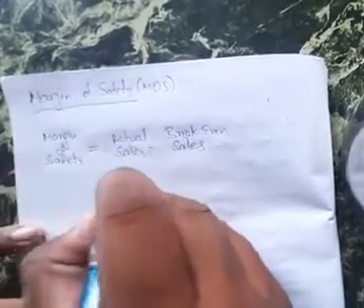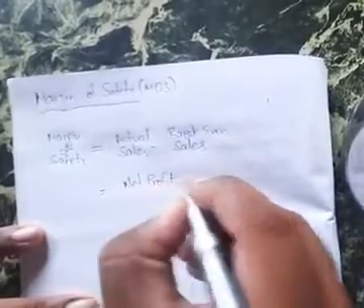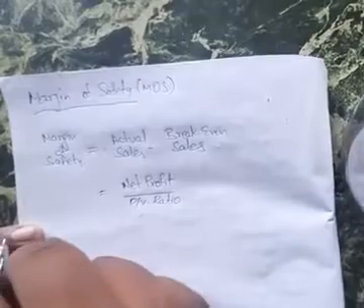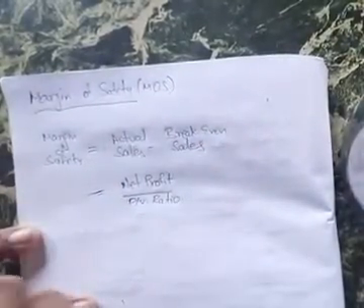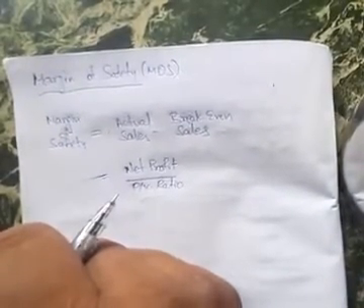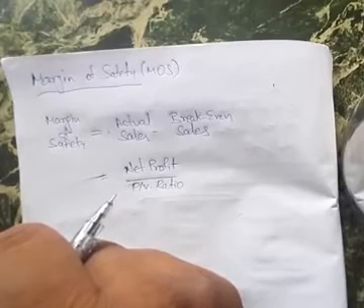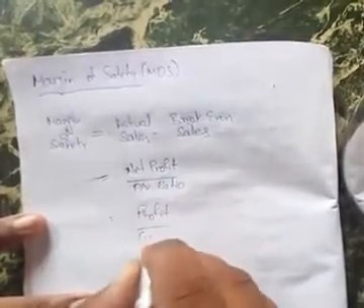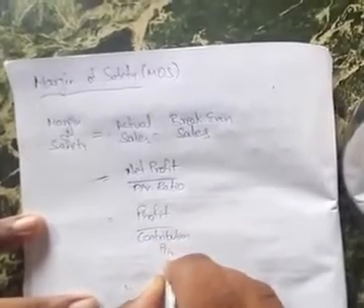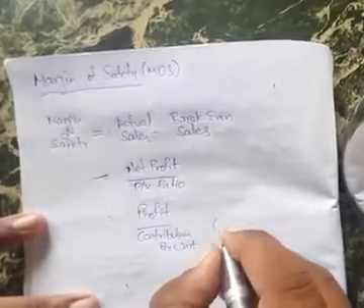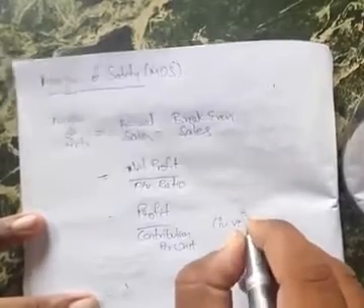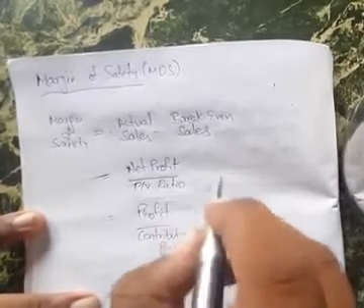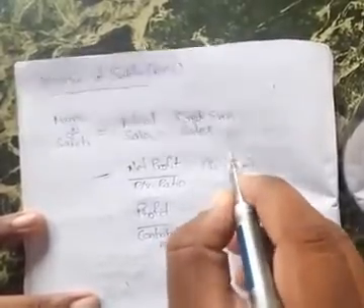Another formula for margin of safety is net profit by PV ratio, or profit by contribution per unit. So margin of safety is equal to profit by contribution per unit. If this is in volume, that is in units, right? And this could be in value, that is in rupees or something like that.